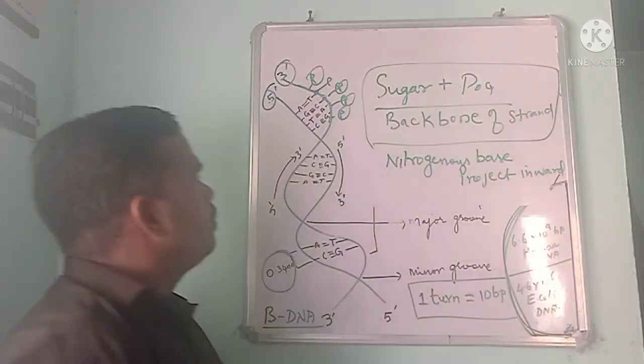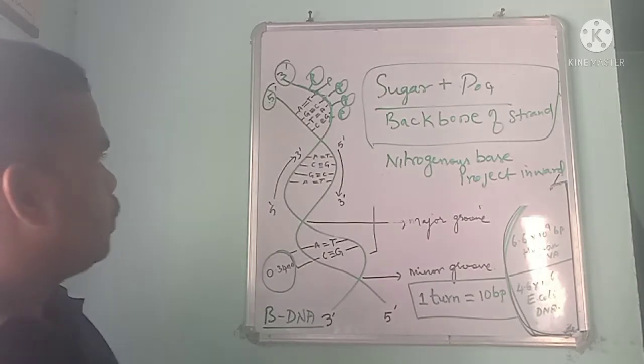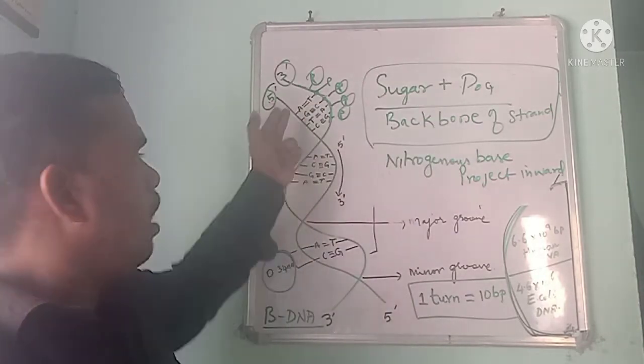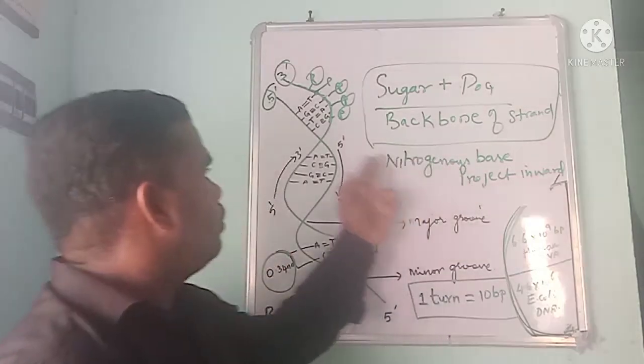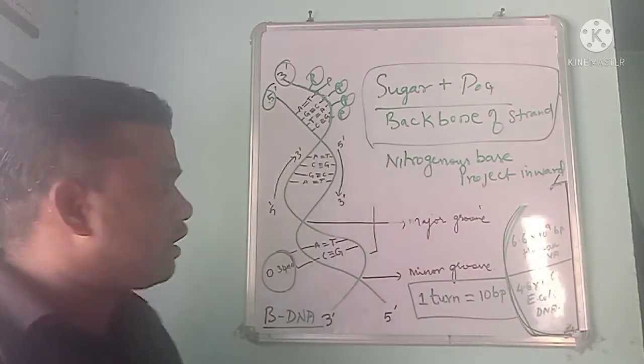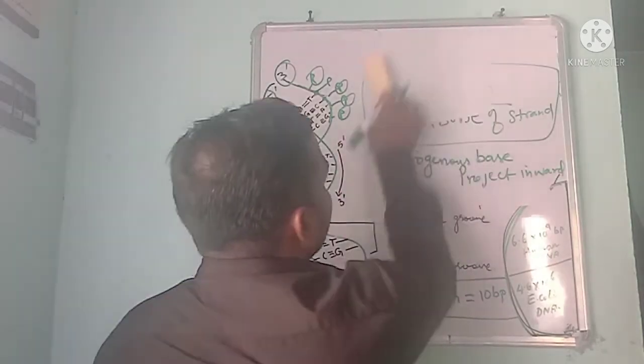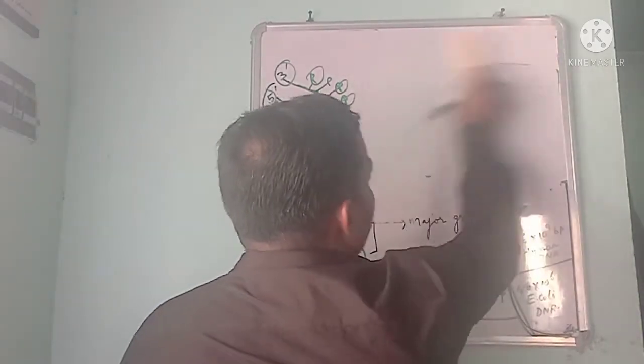Look, in this DNA strand the sugar and phosphate act as the backbone of the DNA strand. The nitrogen base is projected inside, inward. Okay, now we have to see what the base pair rules are, the Chargaff base pair rules.